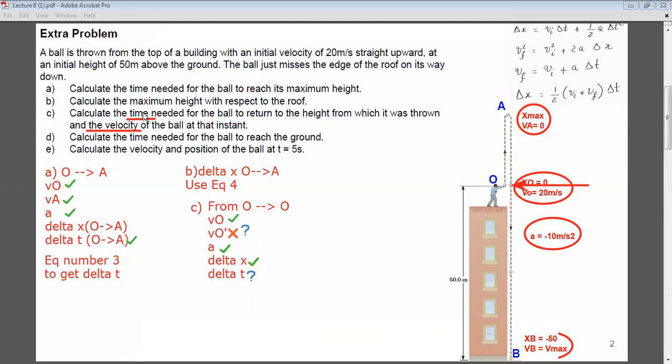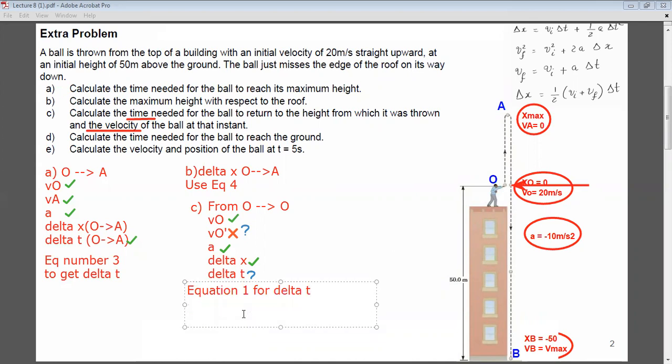So let's start with the time. Which equation? I have V initial, I have acceleration, I have delta X, and I want delta T. For this, let's look at the first equation. Delta X I have, the initial I have, delta T I want, and acceleration I know. So the first equation will make me solve for delta T.